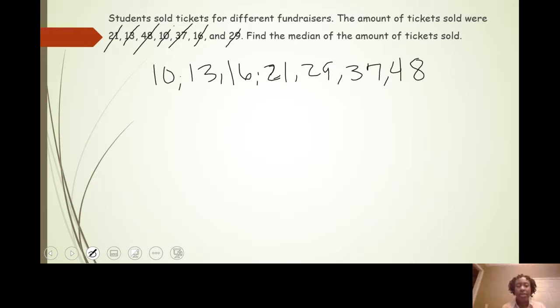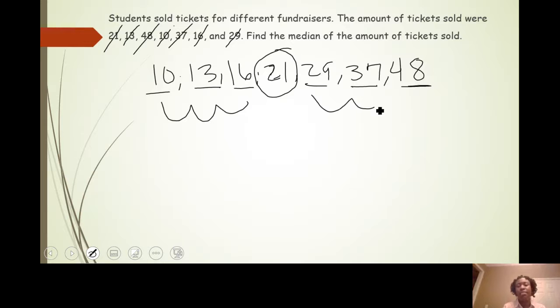All right, so now that they're in order, I want to find the middle number. So let's see, 1 and 1, 2 and 2, 3 and 3. Okay, so I have the same amount of numbers on both sides. That means I have split my list in half and they're even on both sides. And my middle number is 21. So the median amount of tickets sold was 21.